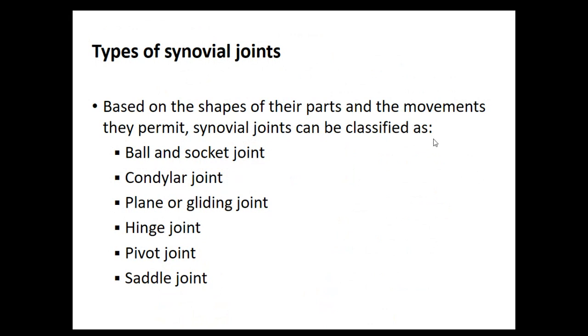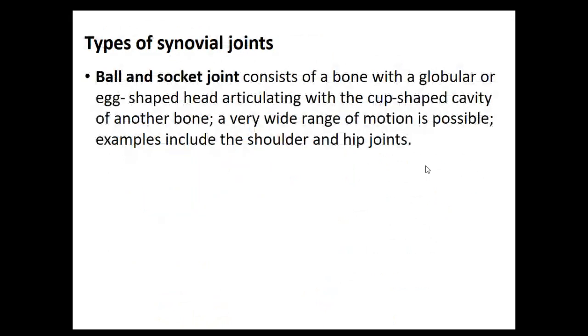Okay, types of these movable synovial joints. They're listed there, so let's look at each one of them for a minute. Ball and socket, like the name implies, has a ball-shaped head like the humerus, the ball of this upper arm bone. It fits into a little cup-shaped socket. In this case, that socket is the glenoid cavity of the scapula. So that forms a ball and socket type joint.